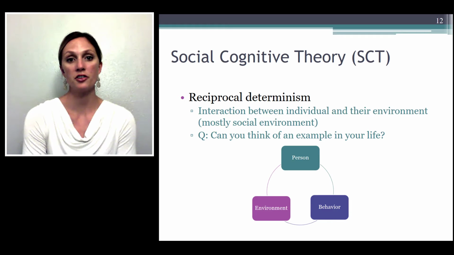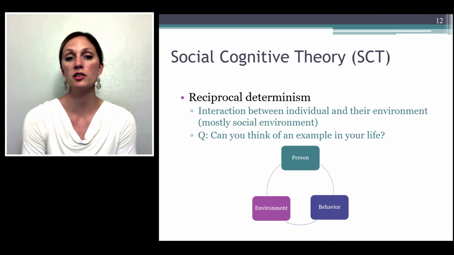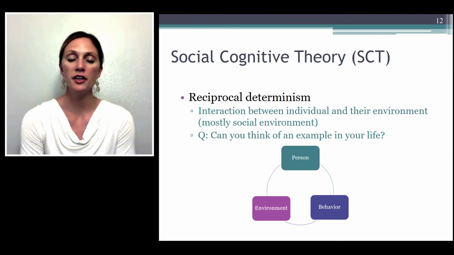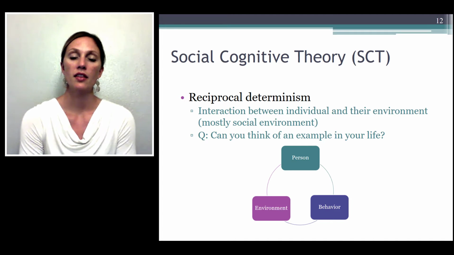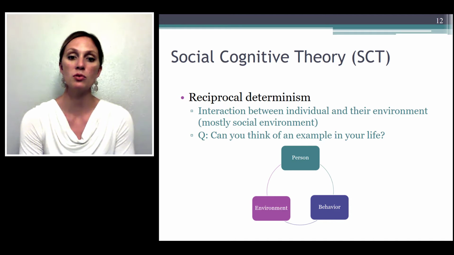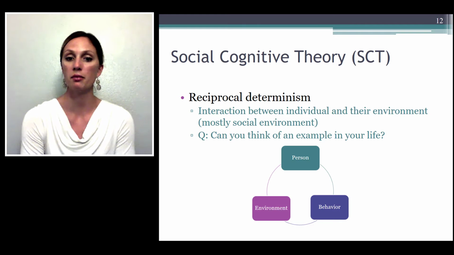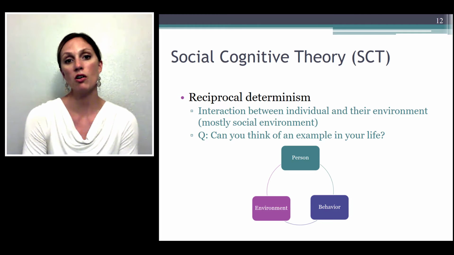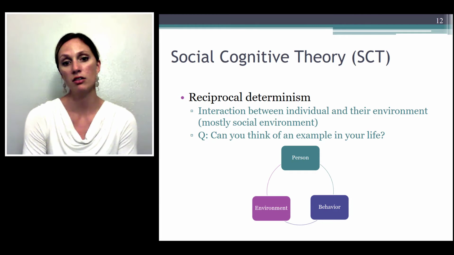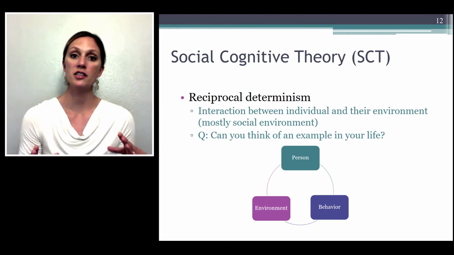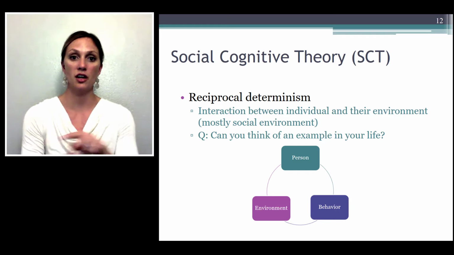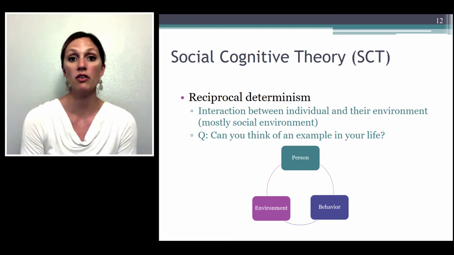Another key factor in the SCT is the idea of reciprocal determinism. And the figure on the screen demonstrates reciprocal determinism. This means that an individual is influenced by their environment, but an individual is also influenced by their own behavior, and an individual's behavior influences their environment. All of these factors connect to each other. There's double-sided arrows between each of these factors.